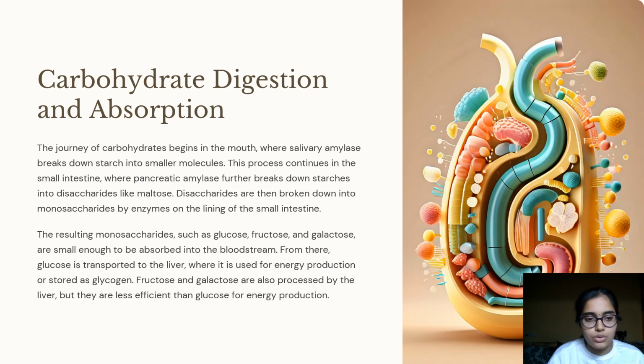From there, glucose is transported to the liver where it is used for energy production or stored as glycogen. Fructose and galactose are also processed by the liver, but they are less efficient than glucose for energy production.